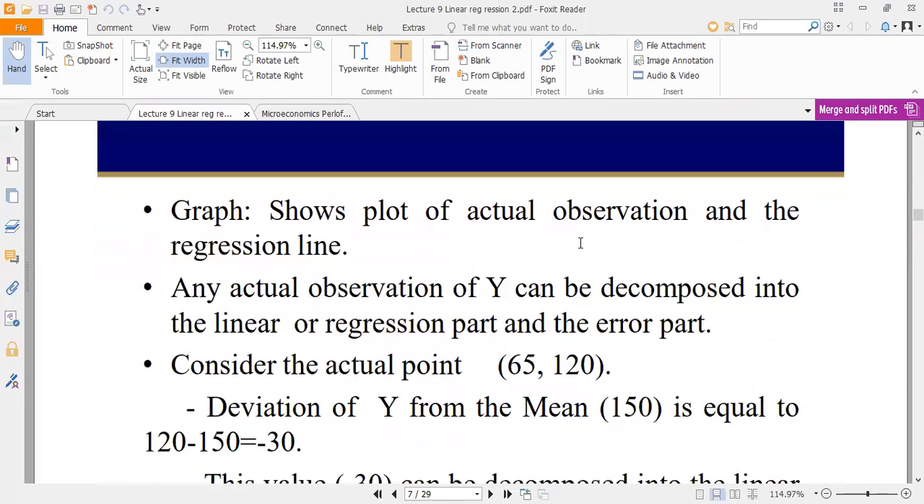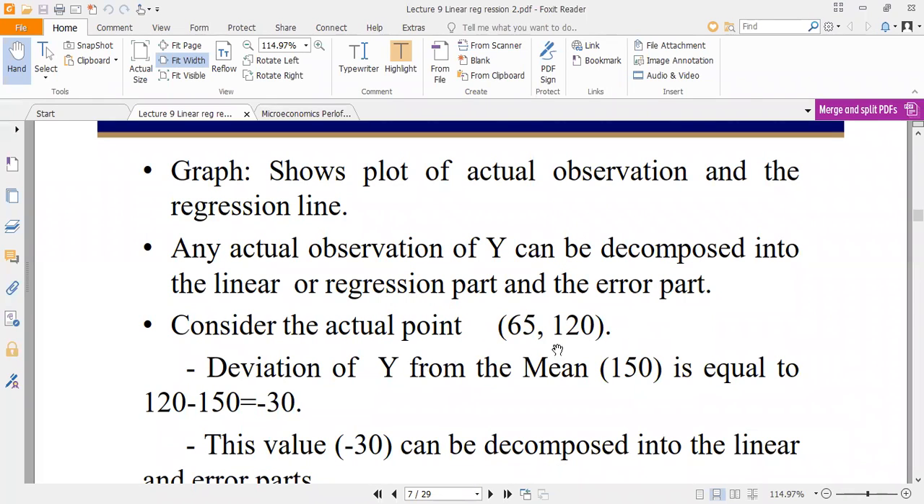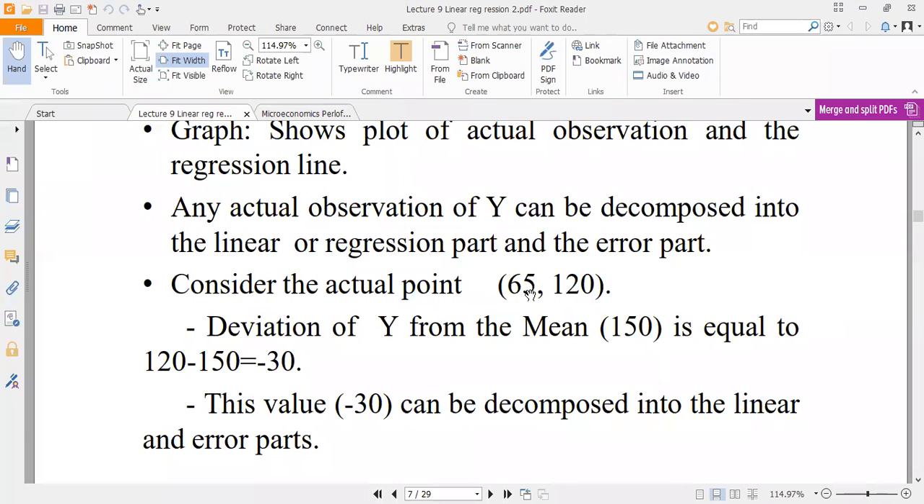Let's use the mass to show that. Now, if you take a point like 65, 120 from the table, x was 65 and then y was 120. We want to first find the deviation of the actual value of y from the mean of y. From last week, we saw that the mean of y was 150. And if you pick this point, the actual value of y is 120. So this deviation is going to be 120 minus the mean. Y minus mean is the deviation of the actual value of y from the mean of y. So we have 120 minus 150 giving us minus 30.